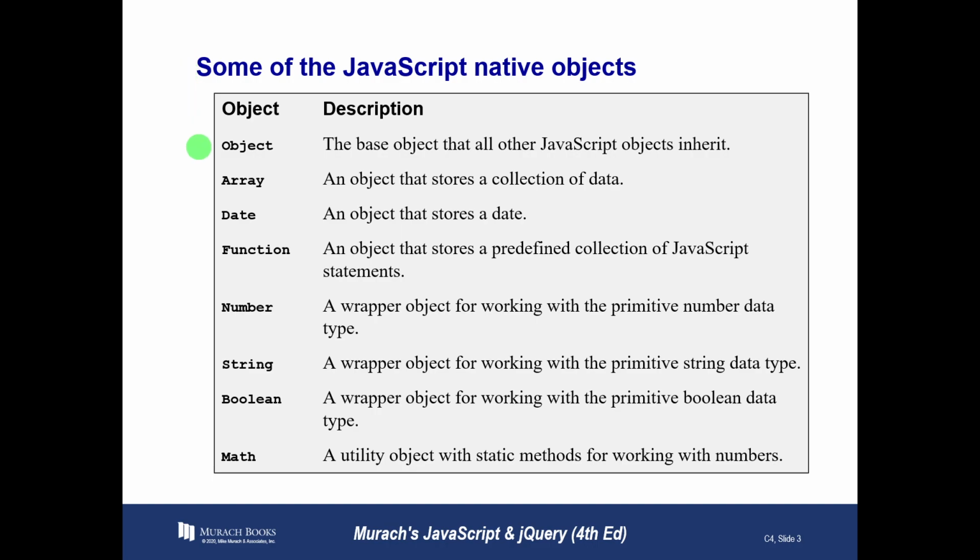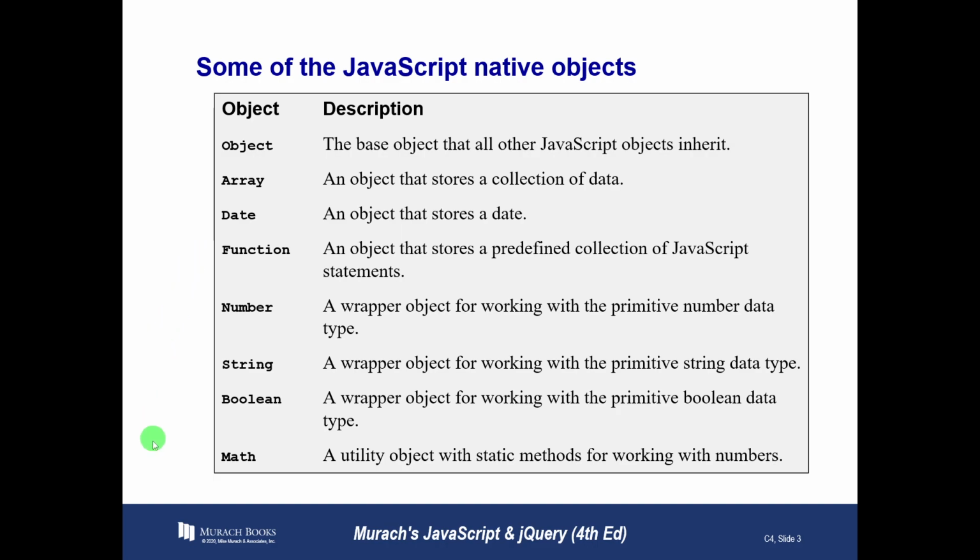Okay. And the first one is the object. It's the base object. All JavaScript objects inherit from object. Arrays, we've already worked with arrays a little bit. That's an object that stores a collection of data. These are provided by JavaScript. JavaScript also provides a date object to store dates. And JavaScript provides a function object that helps us handle when we write functions. We make use of the function object. It's an object that stores a predefined collection of JavaScript statements. And we're going to learn to write functions. We're going to look at some later in this chapter.